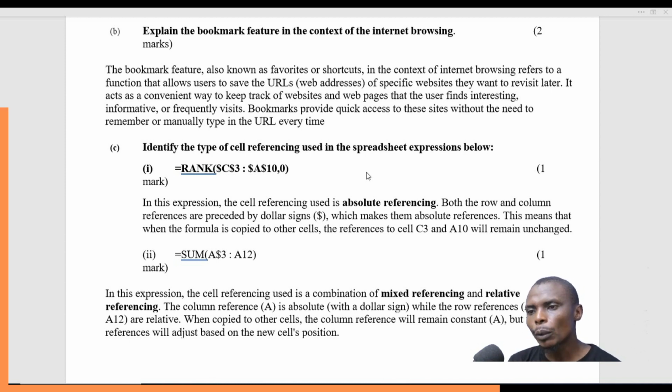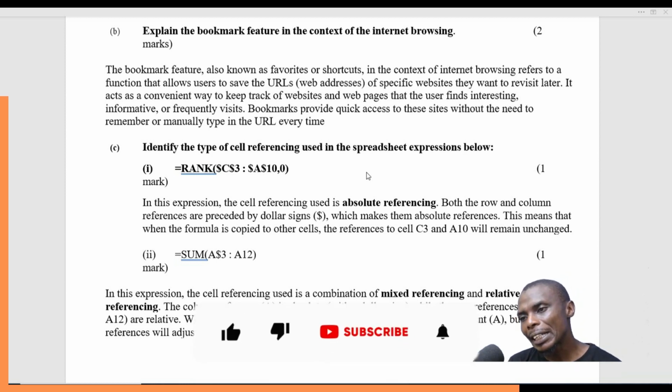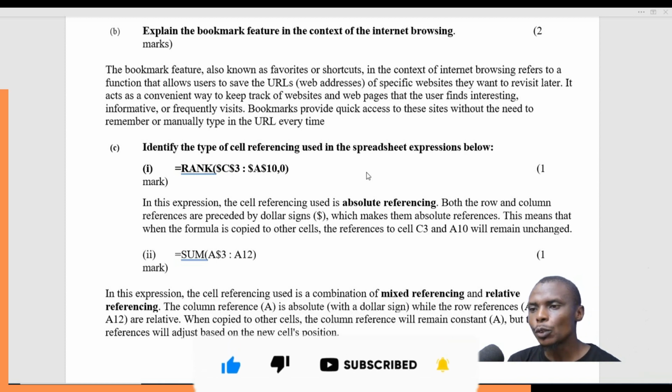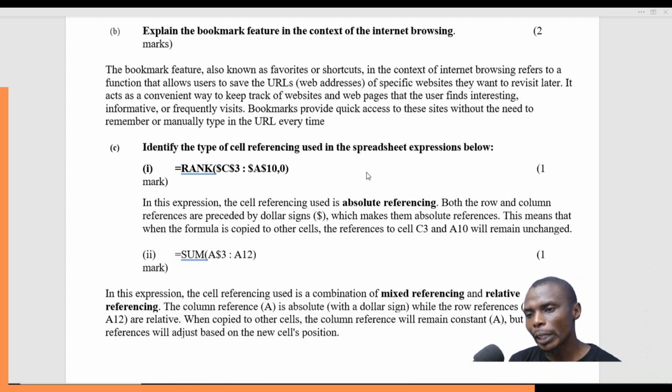But look at the second one. We have SUM equals SUM. The first part, $A, is absolutely referenced, and then the second part is not absolutely referenced, it is relatively referenced. It means that the row will not be held constant for all other cells. It will be changing as you move down the column. So this is a mixture. We call this a combination of mixed referencing and relative referencing.